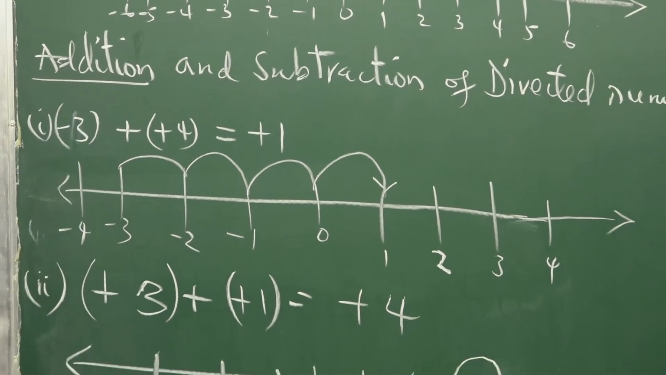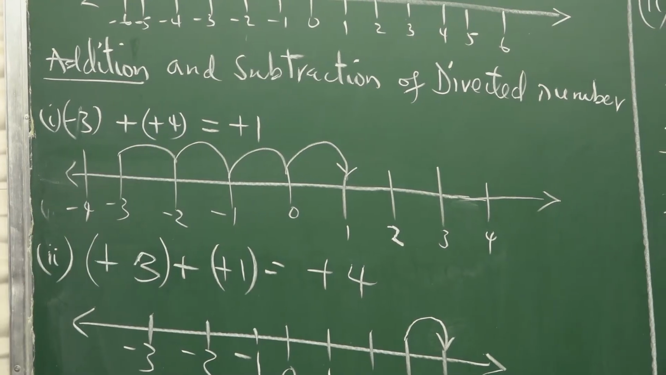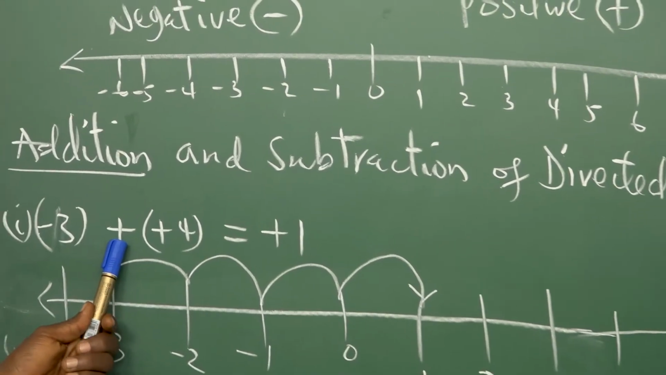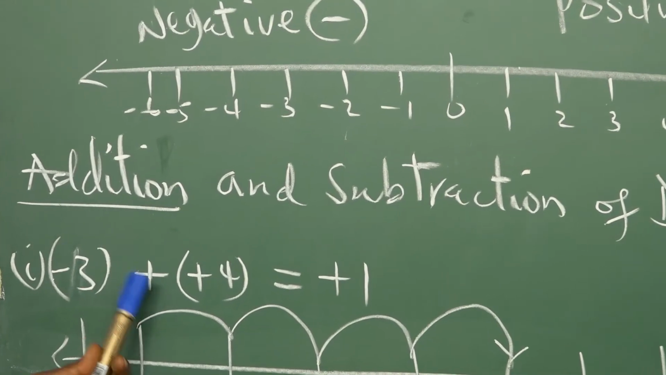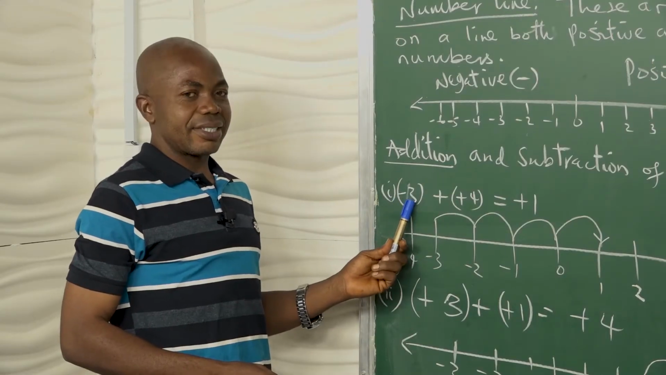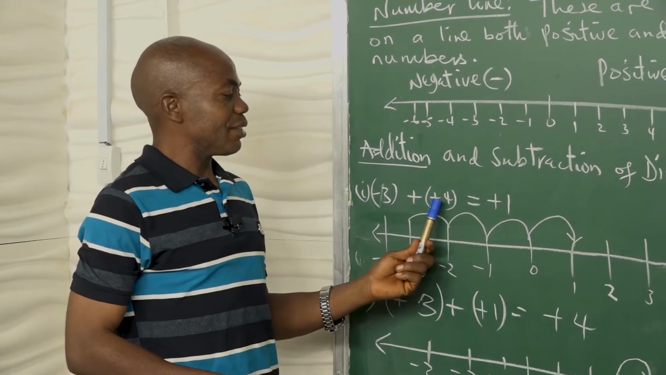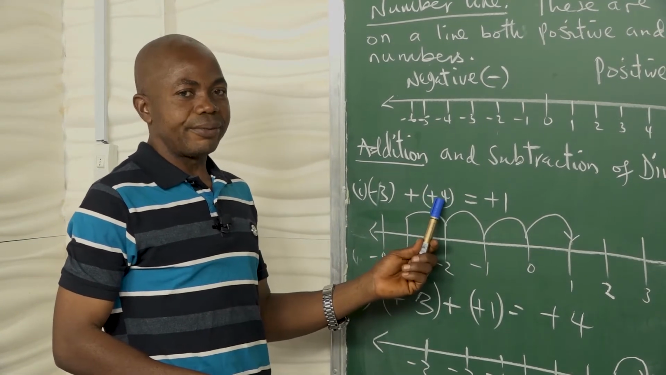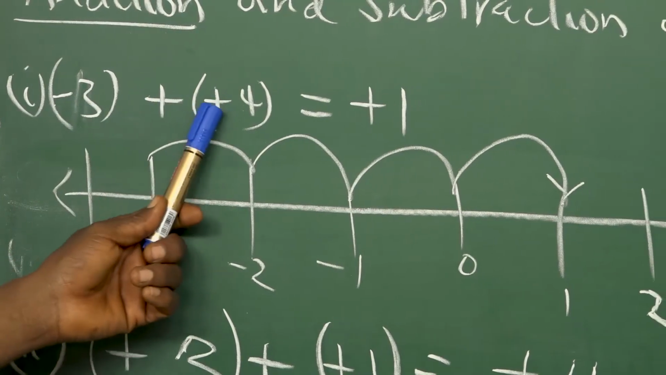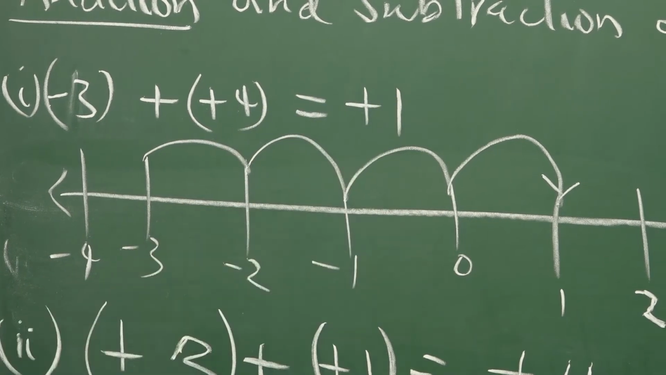-3 plus 4. These are two numbers to be added. The sign of operation is plus here at the center. This minus sign is indicating where this 3 belongs, it is a -3. And this sign here is indicating where this 4 belongs, +4. So when you have -3 plus 4, the answer is +1.